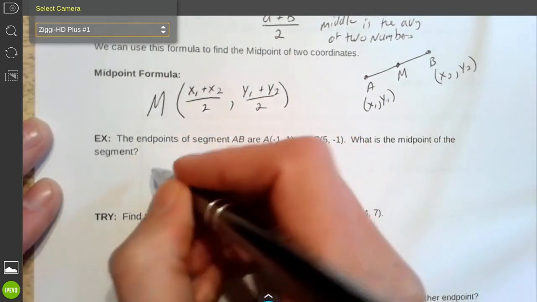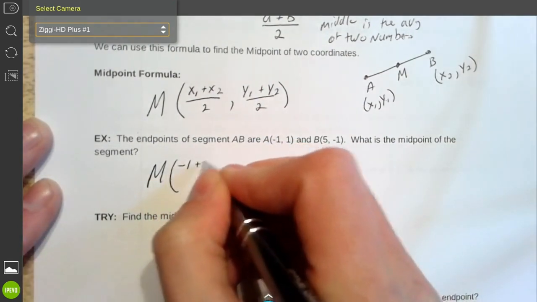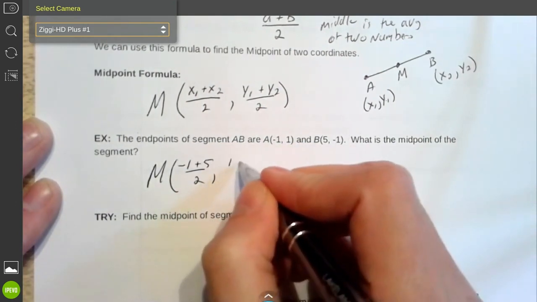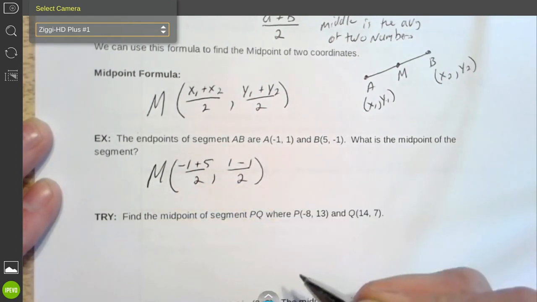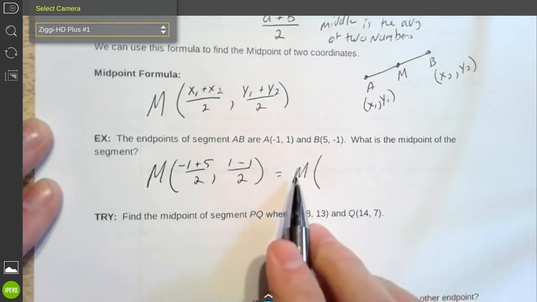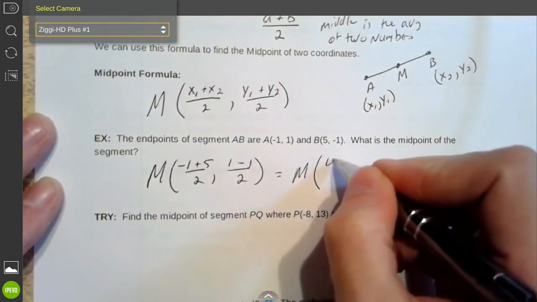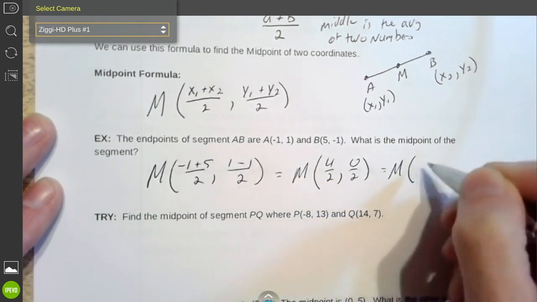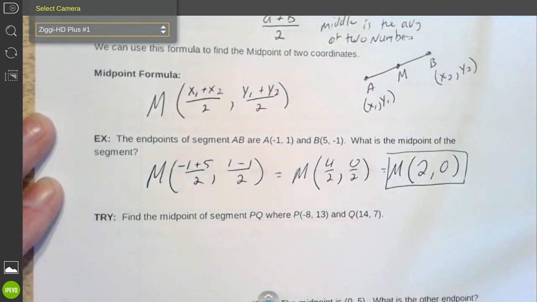So my midpoint formula says if I just add the two x's together, -1 plus 5 divided by 2, and add the two y's together, 1 plus -1, so that's just going to turn into -1 divided by 2. So now that midpoint becomes, I always call it M. You can really call it anything, but we tend to use M. So that's going to be 4 over 2 and 0 over 2. So my midpoint is (2, 0). And there's the midpoint between those two coordinates.